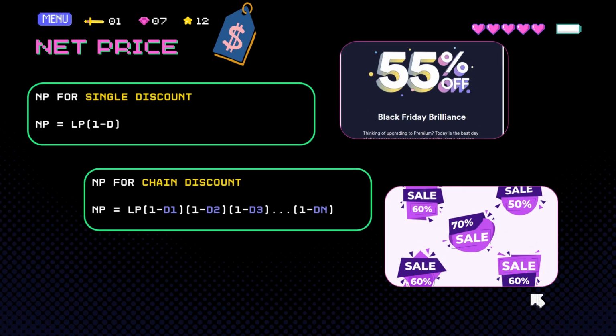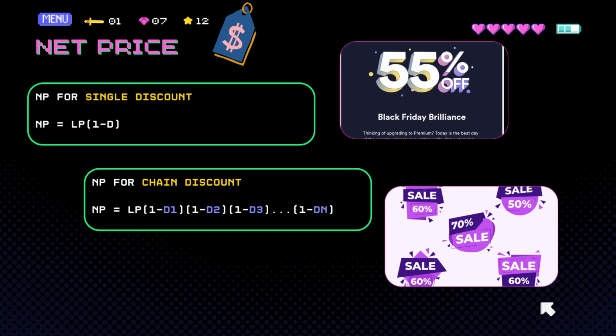The next one. So in net price, we have two kinds of discount. The first one is net price for single discount, and the second one is net price for chain discount. The formula for the net price for single discount is net price equals list price times (1 minus D).